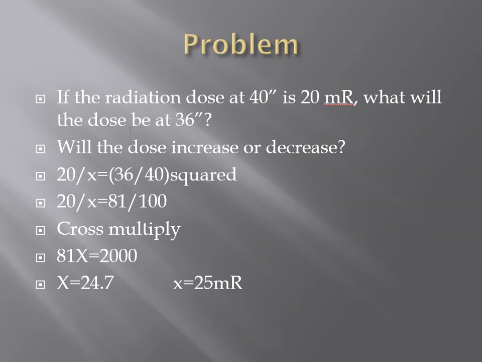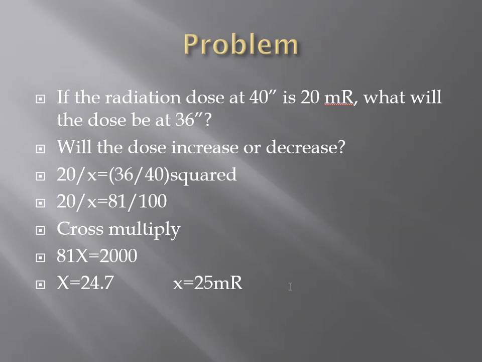So will the dose increase or decrease? Well, it's going to increase. So 20 over x is equal to 36 over 40 squared. You square that side and reduce it down, you would have 81 over 100. Cross multiply, you're going to have 25 MR. So that 4-inch change, it's only a 4-inch change, increased your radiation dose really by, what would that be, 25%.